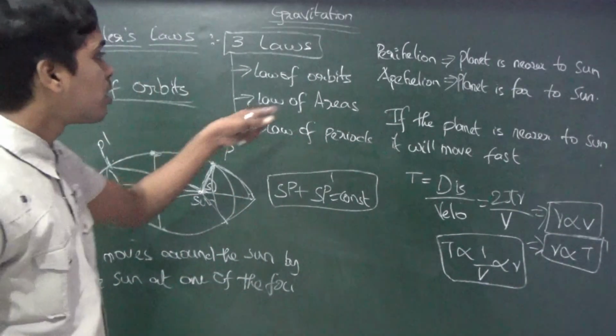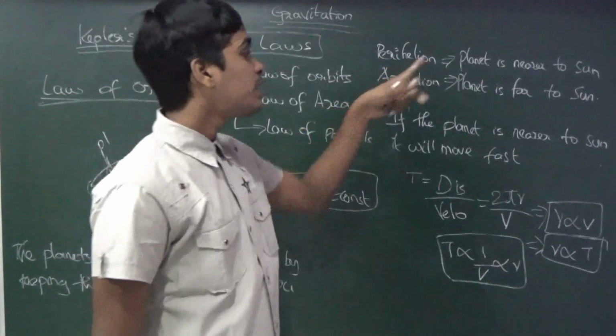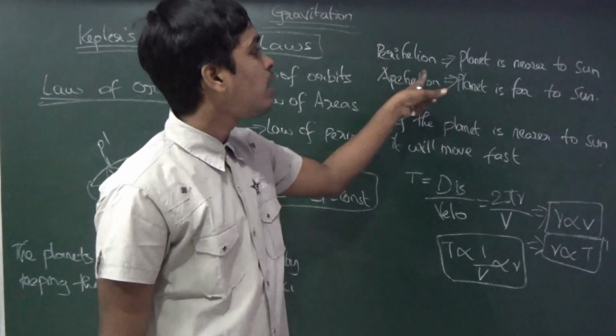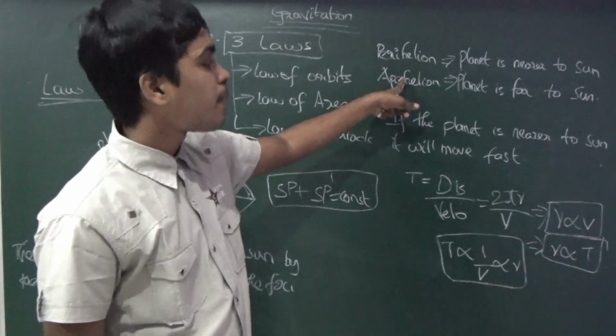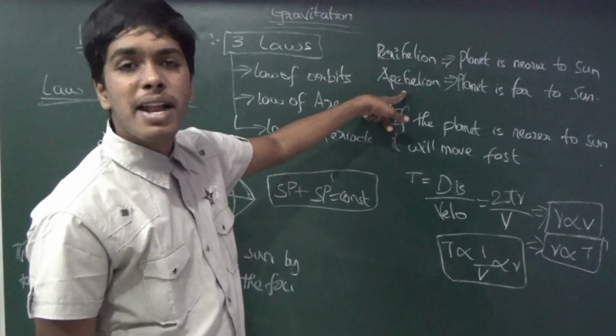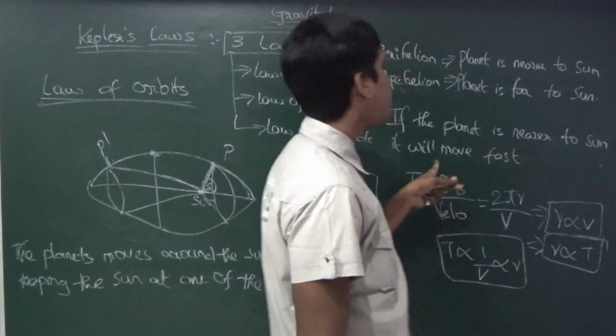Now we got this relation, and we have 2 points, that is perihelion and aphelion. Perihelion means the planet is nearer to the sun, and aphelion means the planet is farther from the sun. If the planet is nearer to the sun, it will move fast.